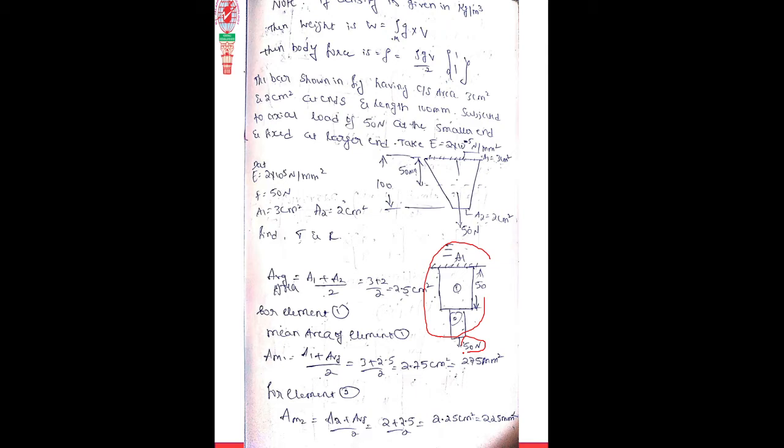Now, what do we need to do? First, we need to find the area of section 1 and section 2. For that, what is the first step? Write down the data first. E given, F given, A1 given, A2 given. We need to find sigma and R.